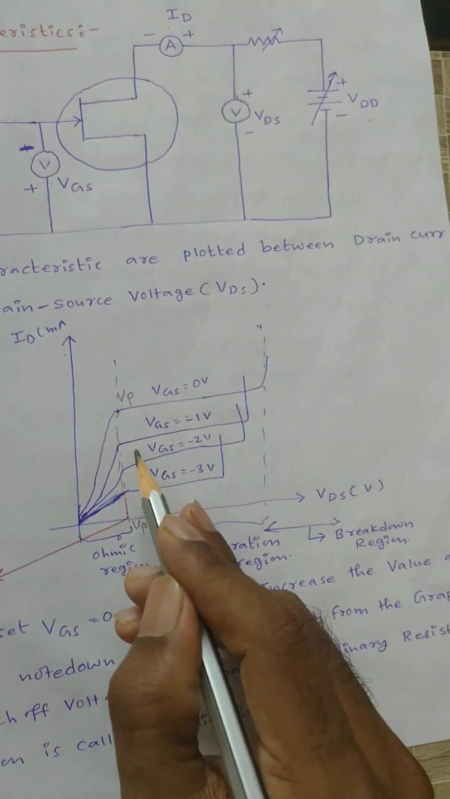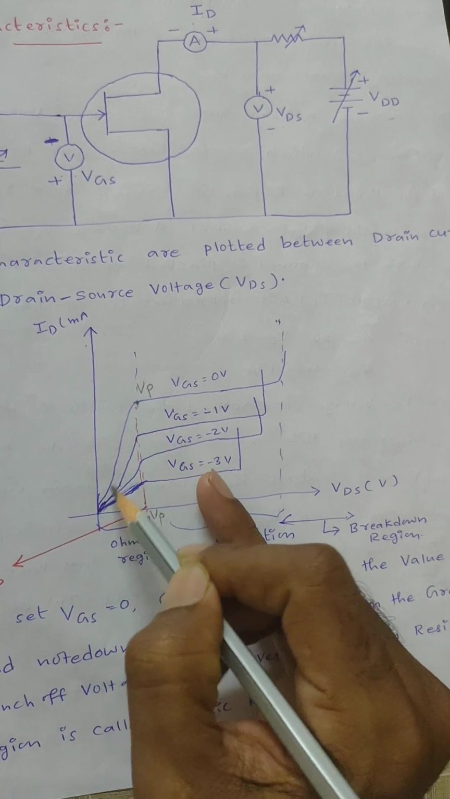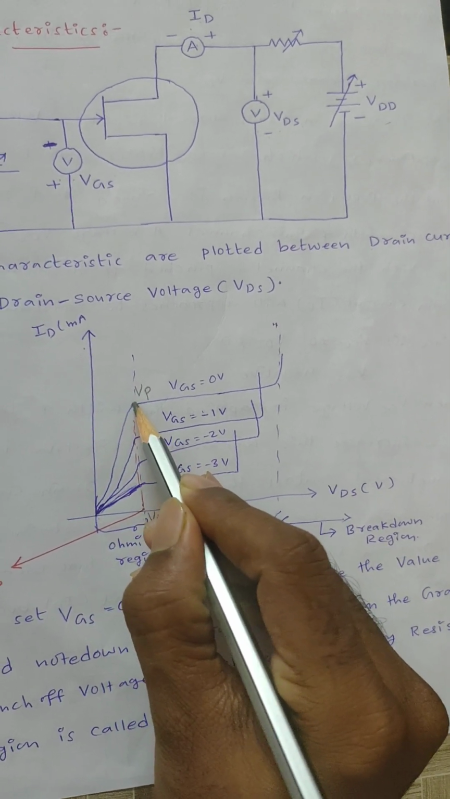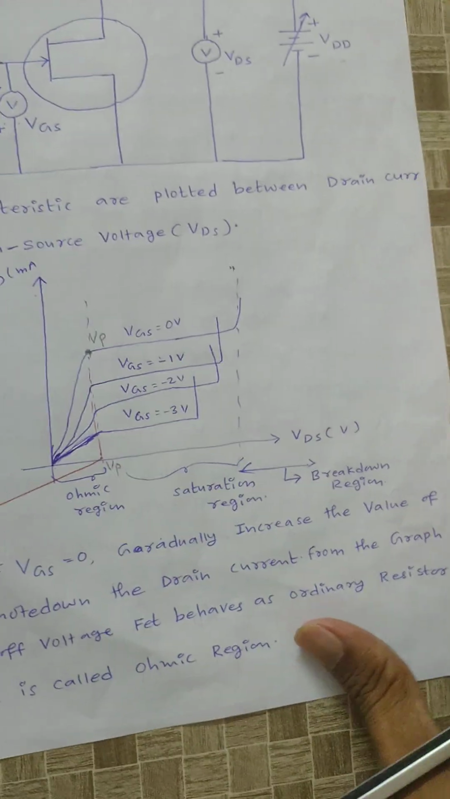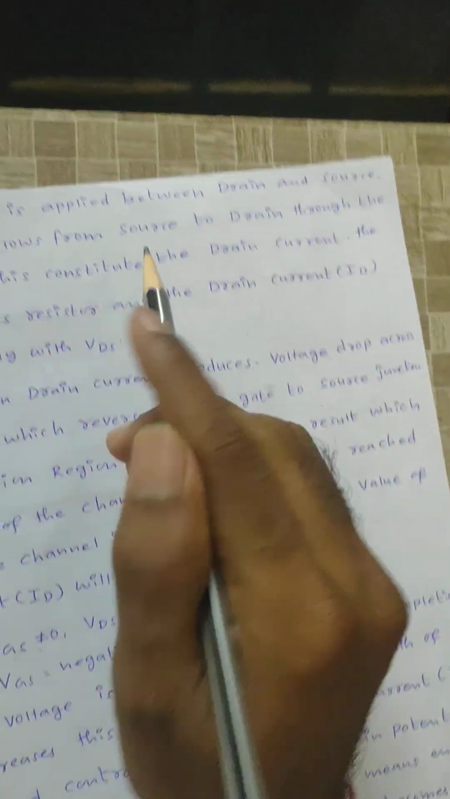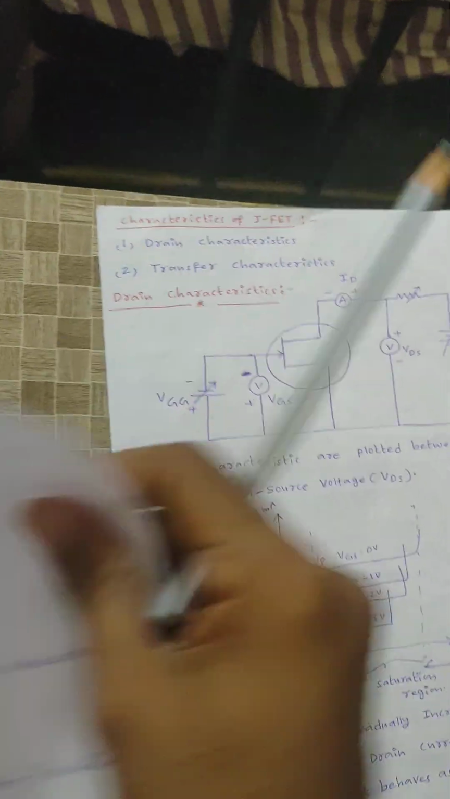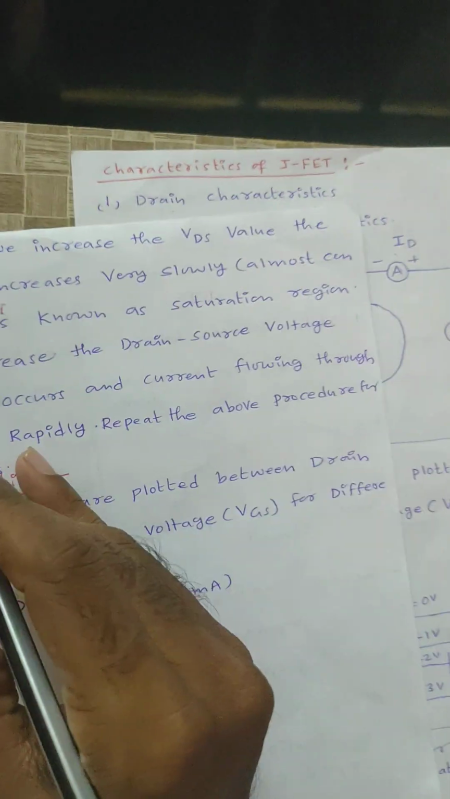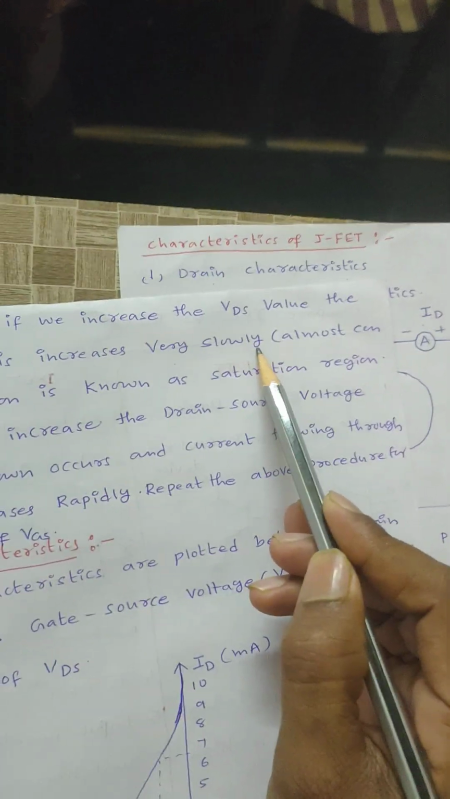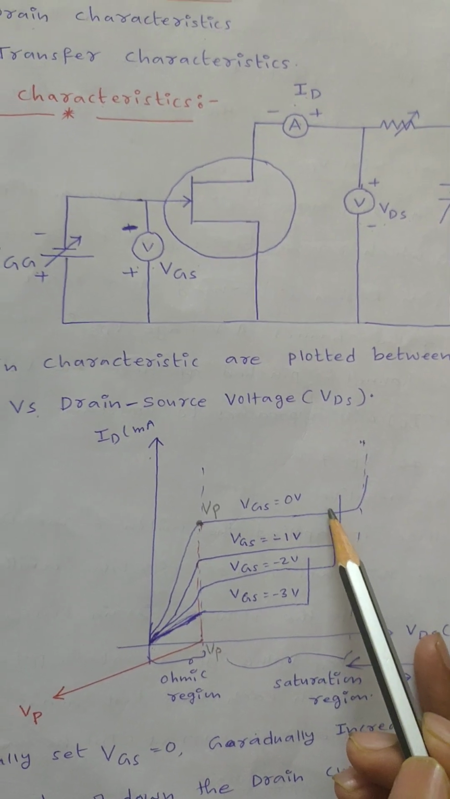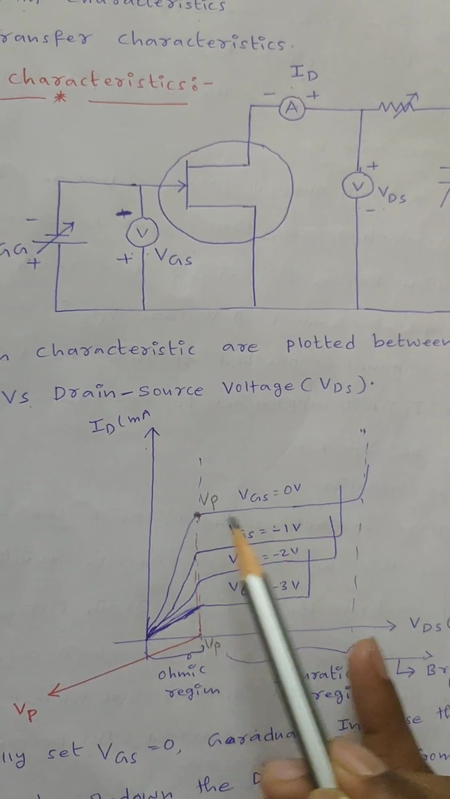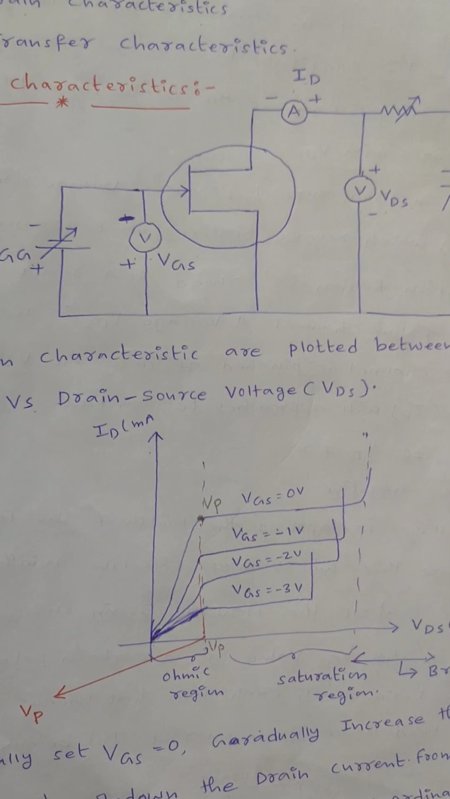After it reaches the pinch off voltage, if we increase the VDS value, the drain current increases very slowly. That is, the drain current is almost constant. That region is known as the saturation region.